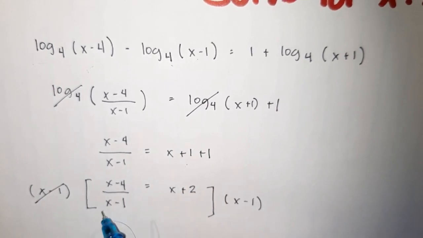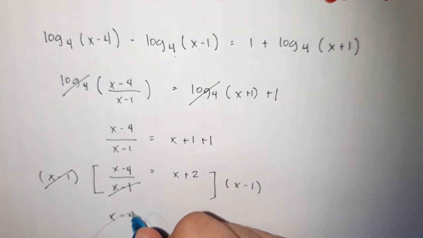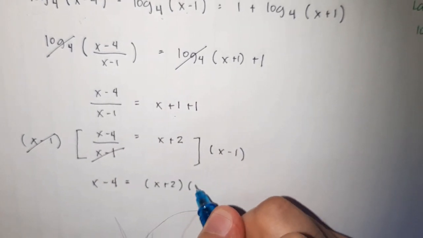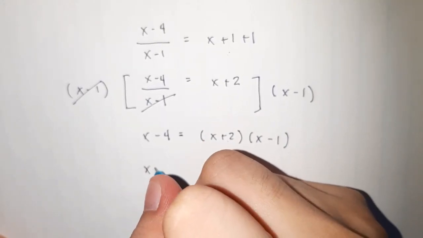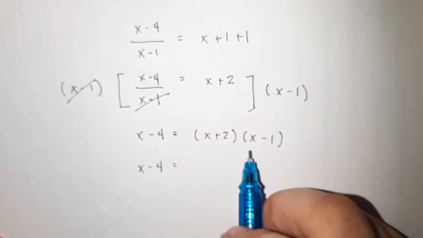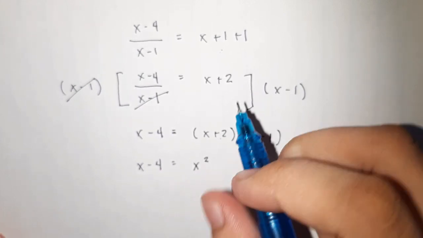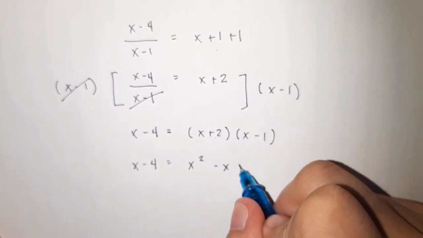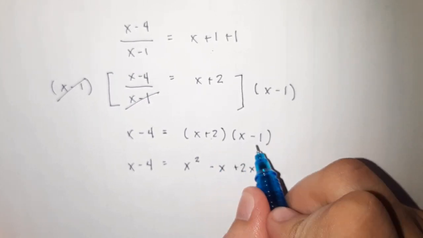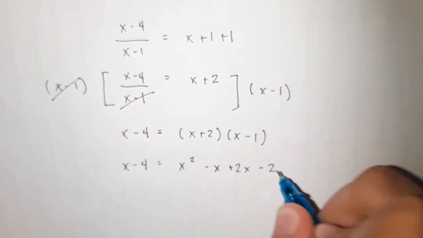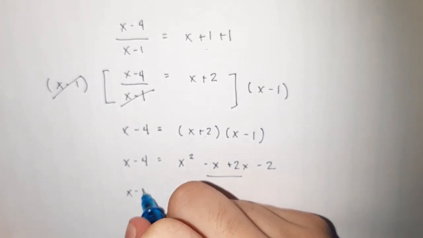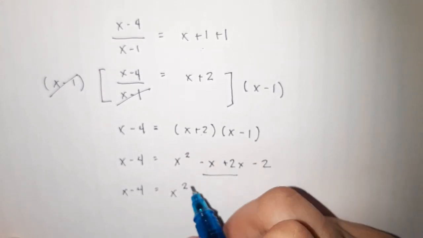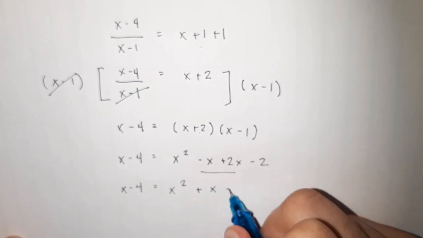Cancel x minus 1 on this side. So we have x minus 4. On this side, we have x plus 2 times x minus 1. Bring down x minus 4. x times x is x squared. x times negative 1 is negative x. Positive 2 times x is positive 2x. And positive 2 times negative 1 is negative 2. Combine like terms. Bring down x minus 4. x squared. Negative x plus 2x is positive x, minus 2.